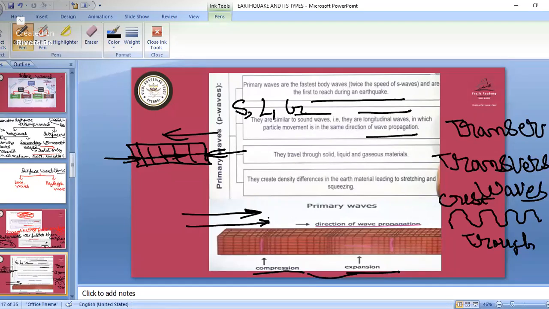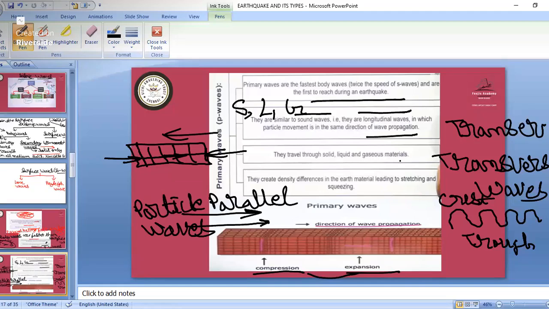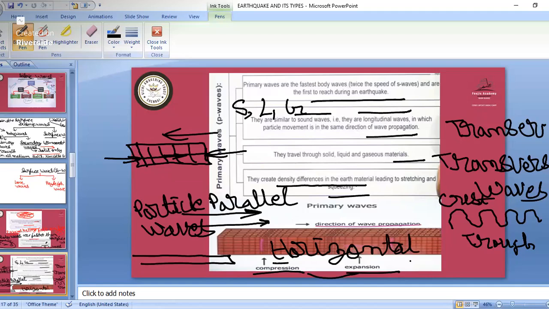So in that way, can we say the direction will be parallel? The direction of the particle and the direction of the waves will be parallel. They travel through solid, liquid, and gaseous materials. They create density differences in the earth material, leading to stretching and squeezing. So it will be traveling in the longitudinal type, in the horizontal type. That is about the primary waves.